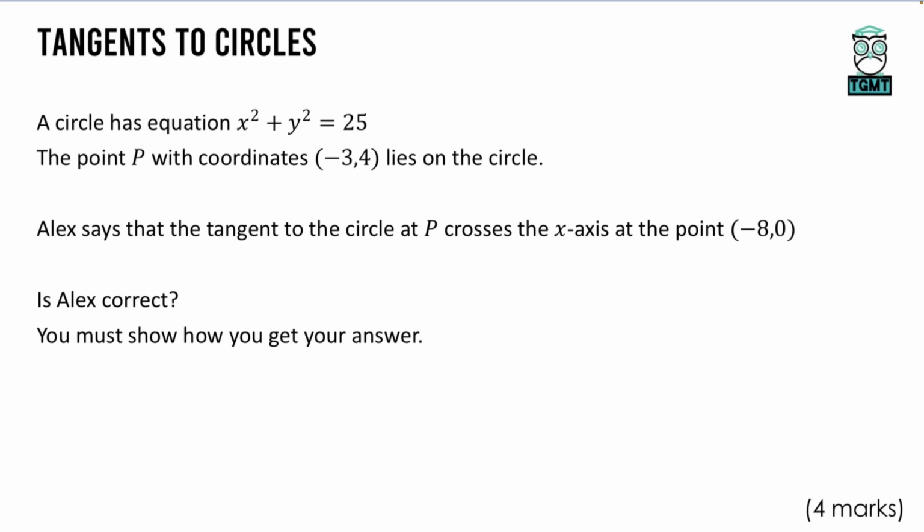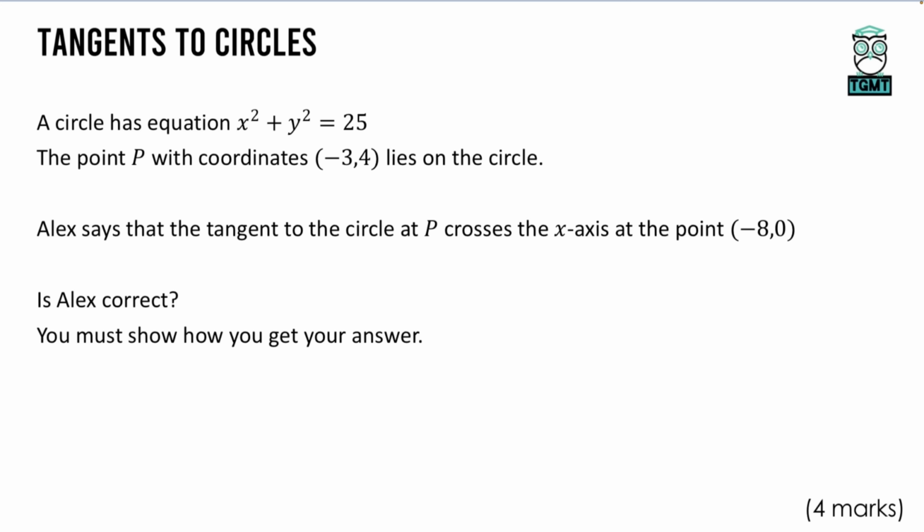Okay, so looking at tangents to circles. Now these questions are pretty long, there's no way of getting around that. We just need to sort of figure out piece by piece here. Now this particular question says a circle has equation x squared plus y squared equals 25. Point P has the coordinate -3, 4, it lies on the circle. Alex says the tangent at P crosses the x-axis at -8, 0. Is Alex correct? And you've got to show how you get your answer.